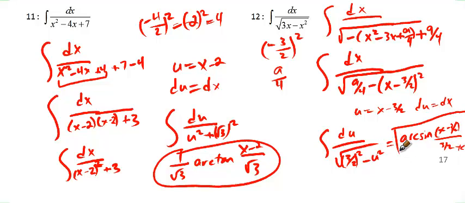So I mean, technically you probably want to distribute this in, so it should be arc sine. And you do both of them, so this is going to be 2/3, the reciprocal, minus 1, plus c. So that's what you end up getting.